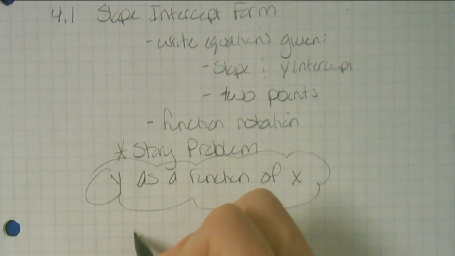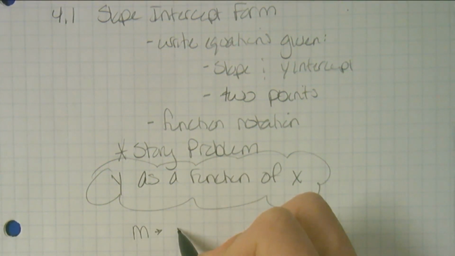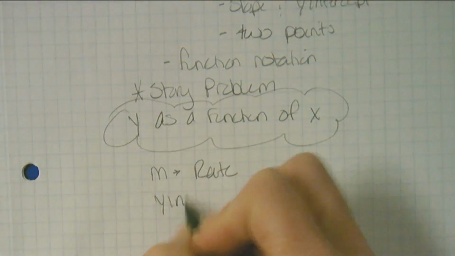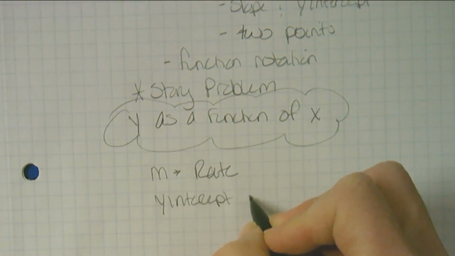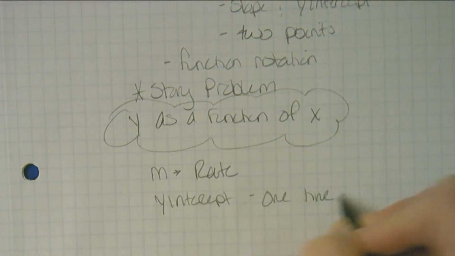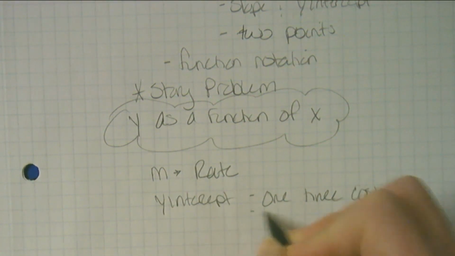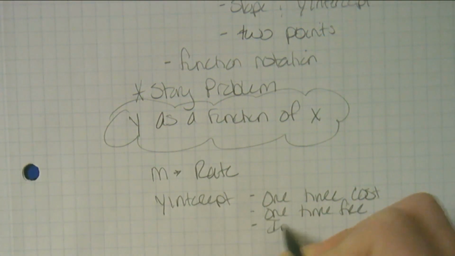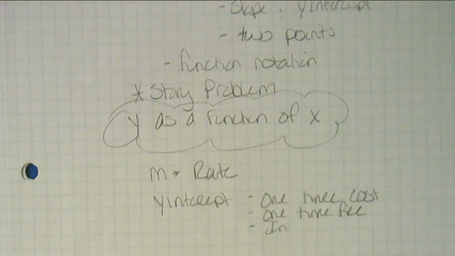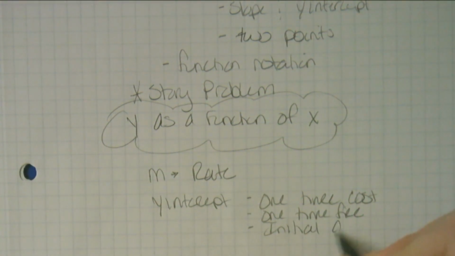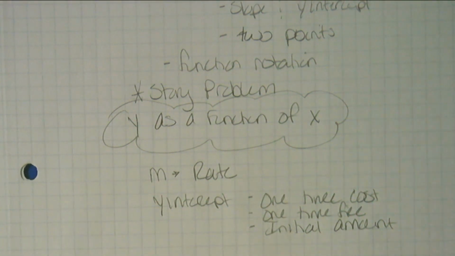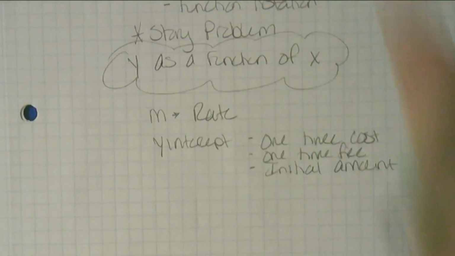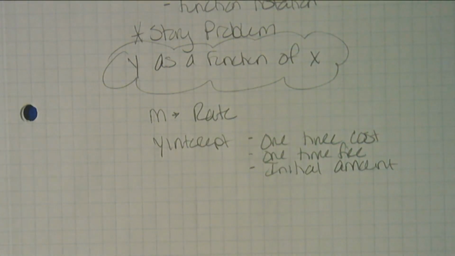All right. Your slope in a story problem is always a rate. That's something to remember. Your y-intercept, that's always going to be a one-time cost, a one-time fee, an initial amount, initial number of people, the weight of an animal at birth. All right, initial amounts, so those are y-intercepts.